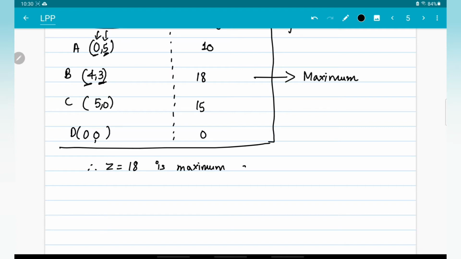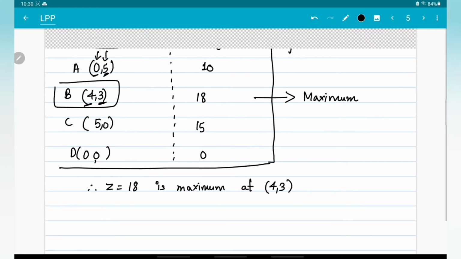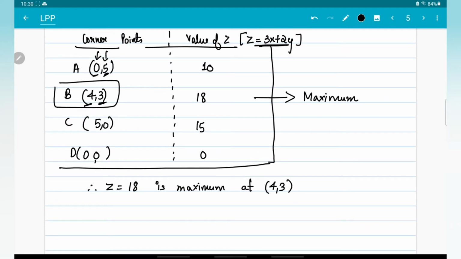Now it is maximum at which point? If you see, it is maximum at point P, that is 4, 3. So it is maximum at 4, 3. So that is how we solve this kind of questions for the bounded region.